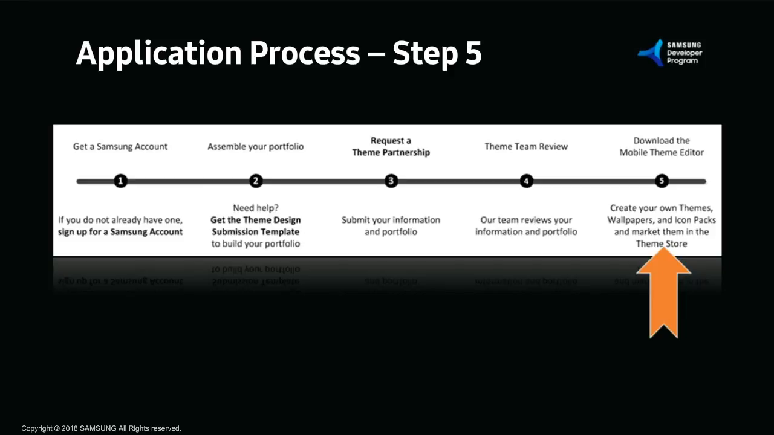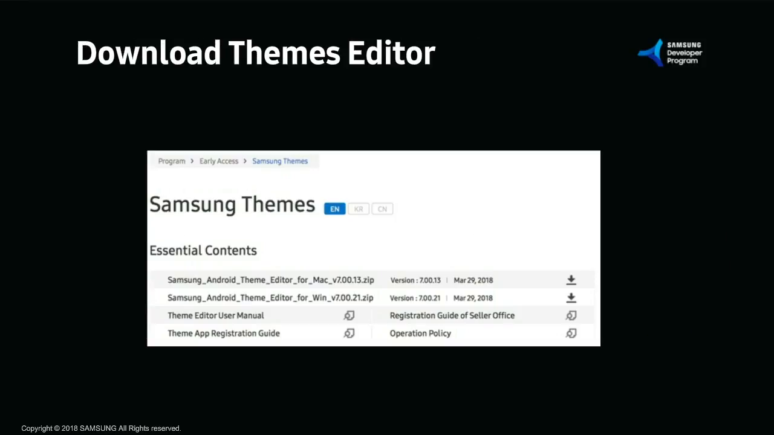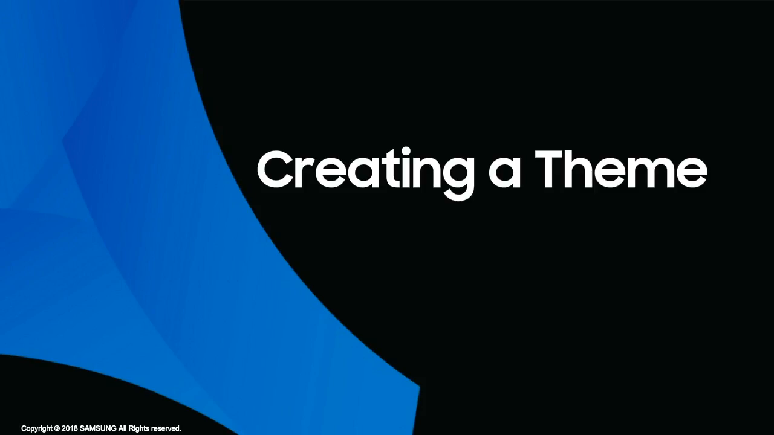And step 5: at this point, you've submitted your Samsung theme portfolio, you have access, you have an email notification, and then after that, all you do is log back into your Samsung account and download the theme editor. As soon as you do that, you'll be redirected to this page where you can download the theme editor. The editor is supported by Windows and Mac. Once you have your theme editor downloaded and installed, we can create a theme.